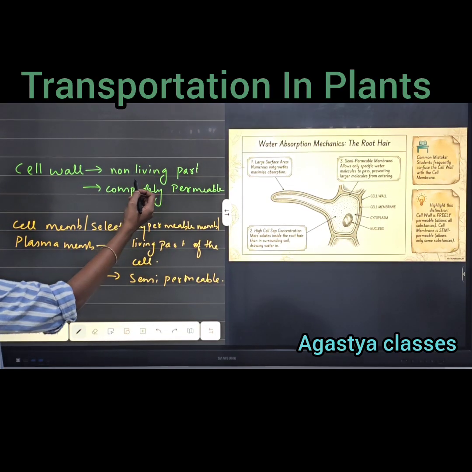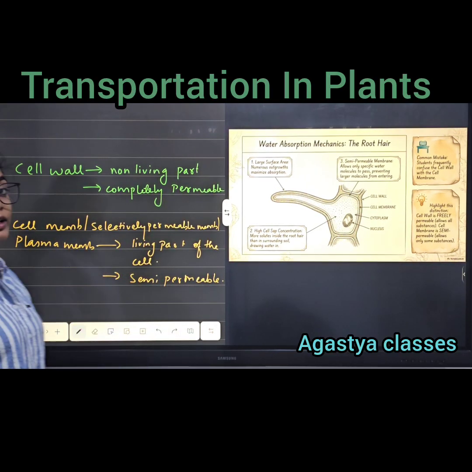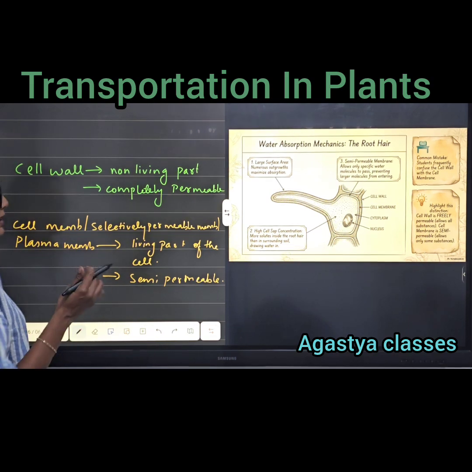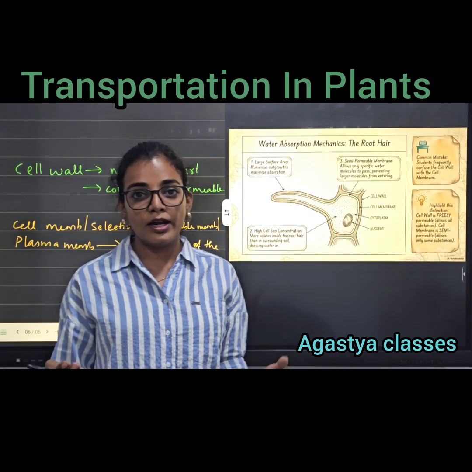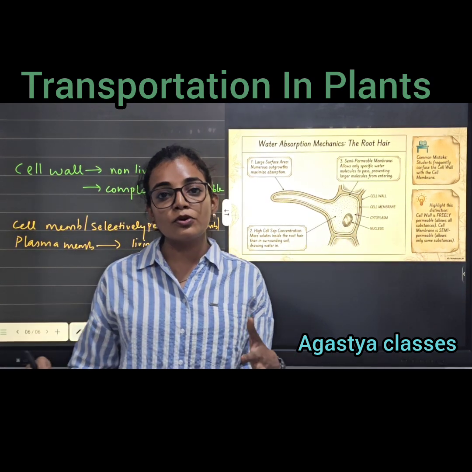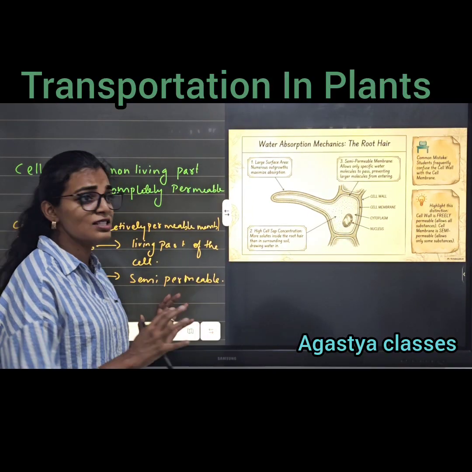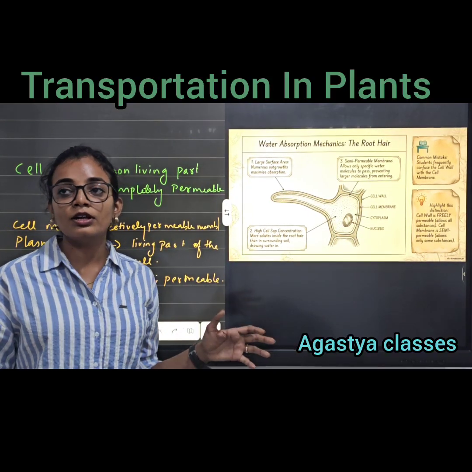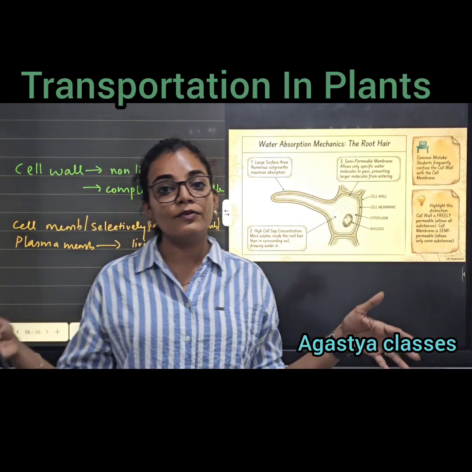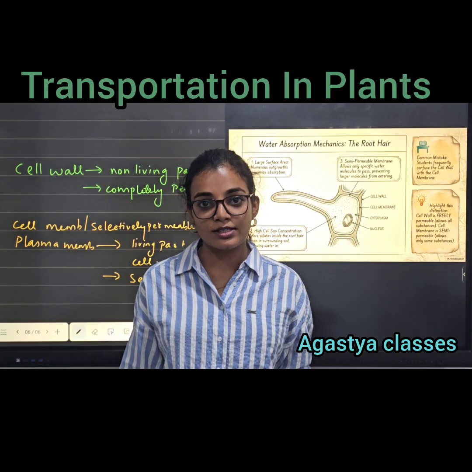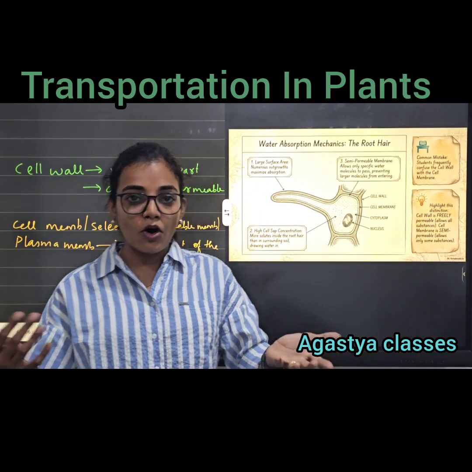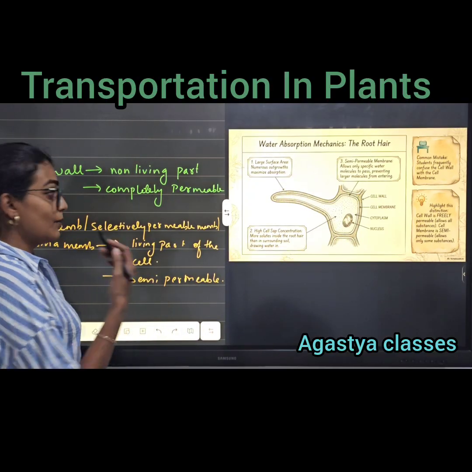Cell wall, it is non-living part and it is completely permeable or freely permeable. Anything can enter through the cell wall. There are certain pores or openings present in the cell wall through which any substance can enter into the cell. It is similar to a society which doesn't have any gated security system. So anyone can enter or exit the flat or building.